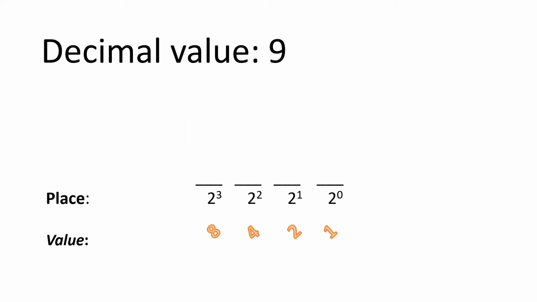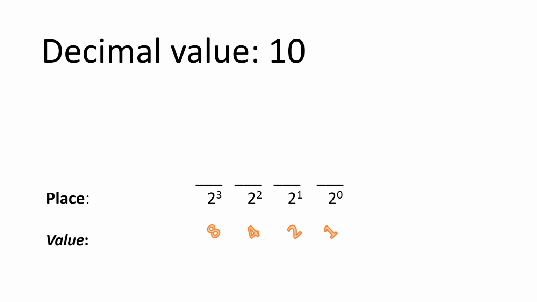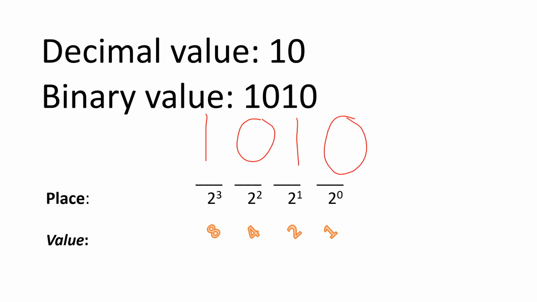Now 9, we're going to say there's a 1 in the 8s and a 1 in the 1s. 8 plus 1 equals 9, and 1001 in binary is equal to 9 in decimal. And then lastly, 10. We're going to put a 1 in the 8s place and a 1 in the 2s place because 8 plus 2 equals 10. So 1010 in binary is equal to 10 in decimal.